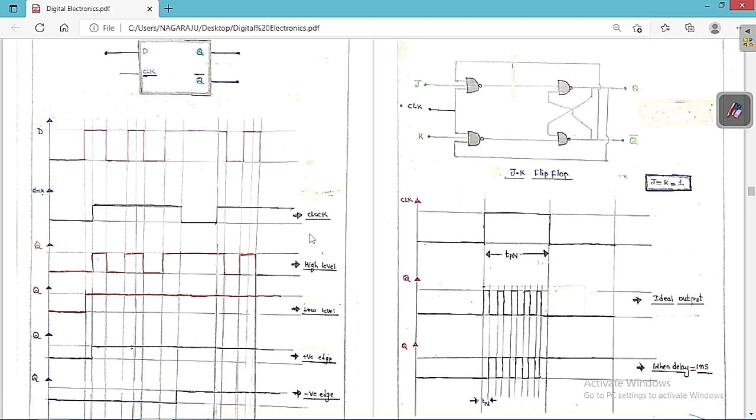You can see, this is the clock. We can have high level triggering, low level triggering, positive triggering and negative triggering. For different triggerings of the clock, these are the different outputs that we are going to get for this common input, across the Q. So this is the basic meaning of this diagram. This is the point that you always have to keep in your mind.